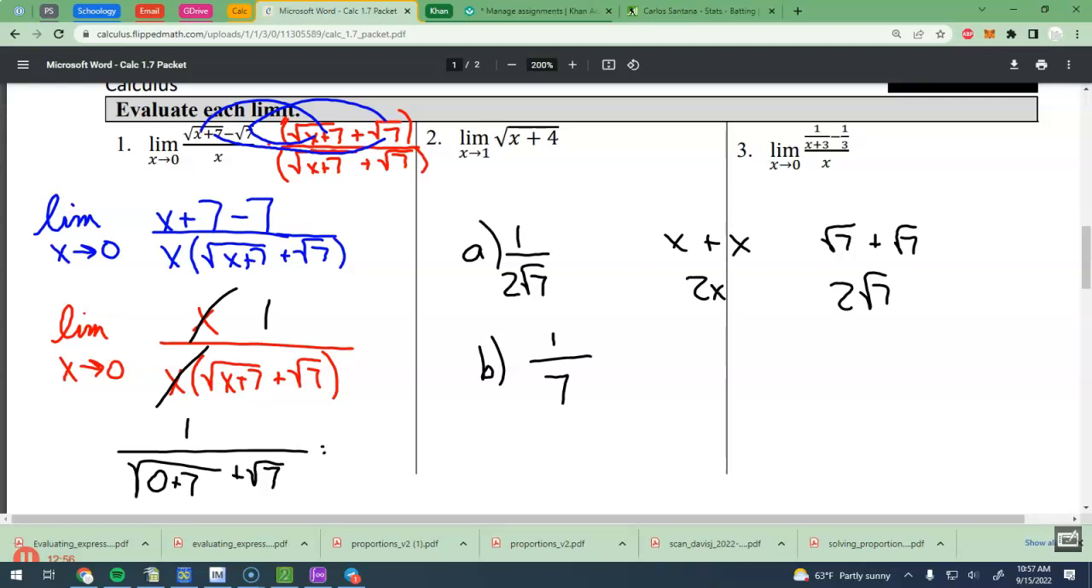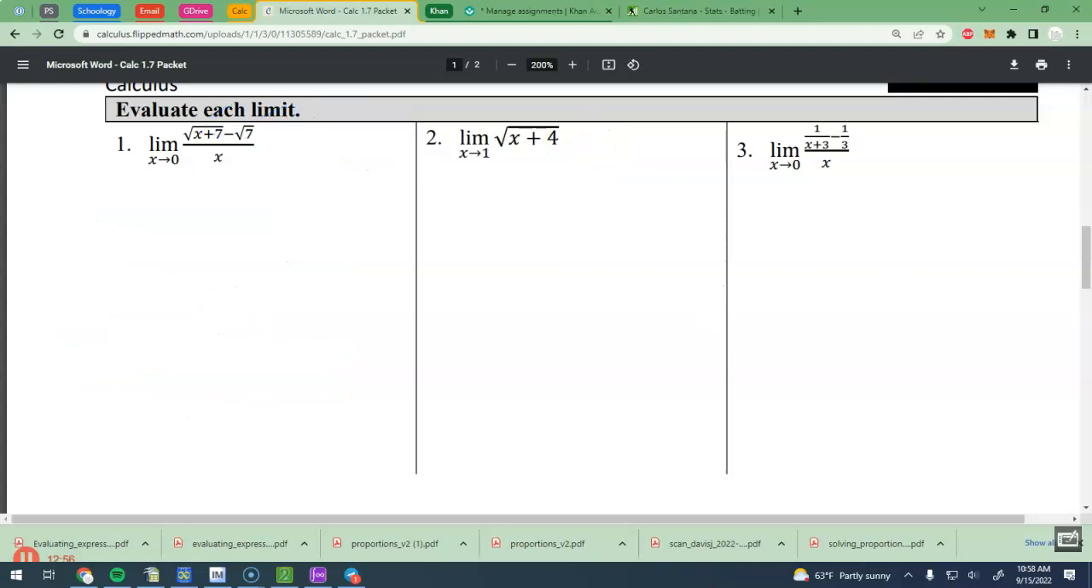Is 1 okay? Less than 1? So 2, do you have to rationalize? Do you have to do the conjugate deal, all that stuff? Just plug it in. Answer number 2 is just, I plug in 1, I get square root of 5. I didn't get 0 over 0, so I'm done.